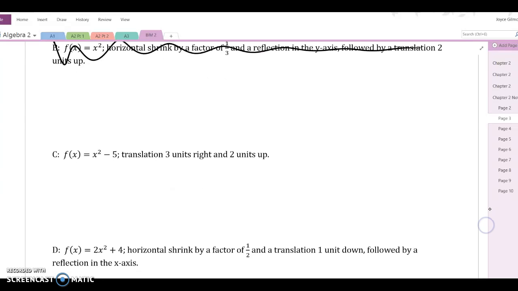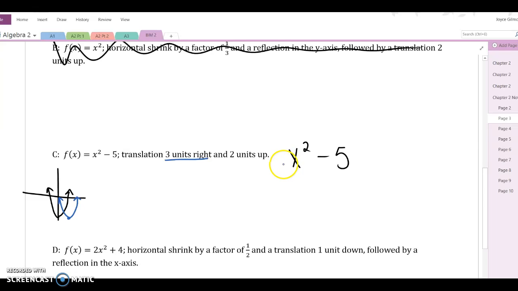C. The weird thing about C is that we are starting with x squared minus 5. So instead of just starting with x squared, we're starting with x squared minus 5. So this graph looks kind of like this, and it's currently down 5 from the origin. We need to translate this 3 units to the right. So we want this thing to move 3 units to the right.